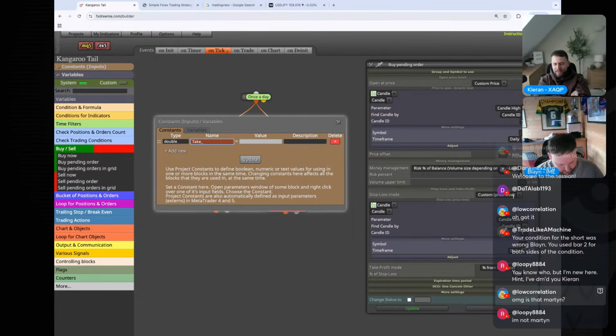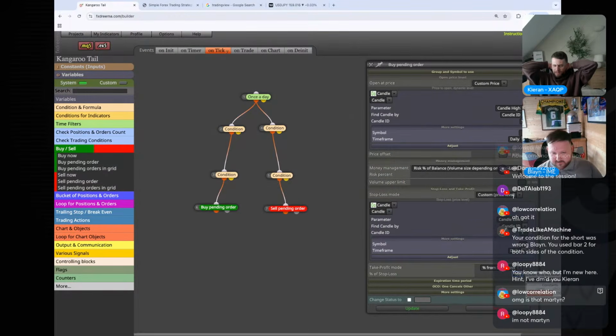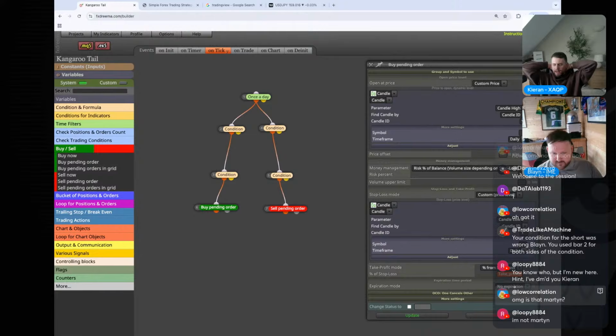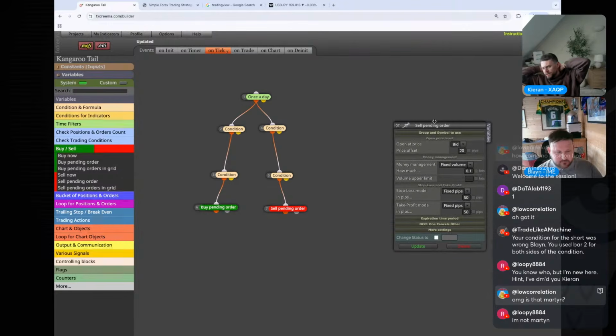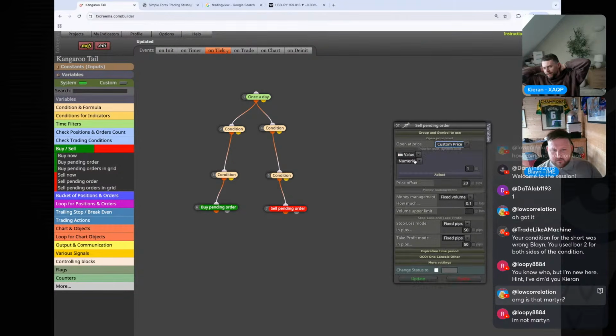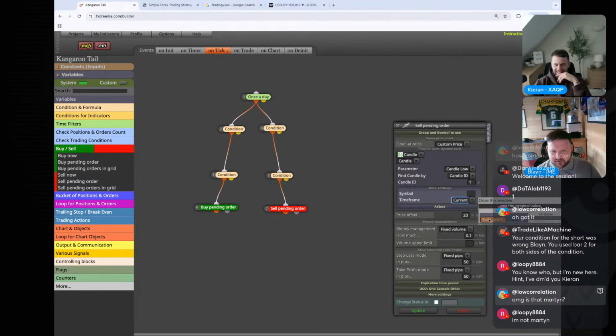Who do you think Loopy is, Blayn? You don't think that's Rob, do you? You know who, but I'm new here. Hint, I've DM'd you, Kieran. I ain't got a clue who's DM'd me. Yeah, Trade Like a Machine is Martin Tinsley, who we have a little update on at the end of this session after Blayn's finished building. Yeah, Loopy, I'm curious as to who you are. It can't be another one of Rob's alt accounts, can it? Surely not. He's creating a minion army. That's what he's doing.